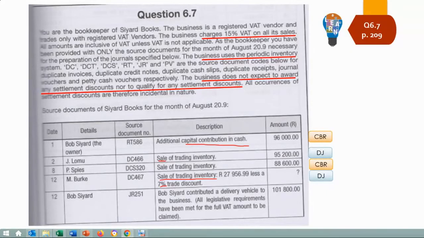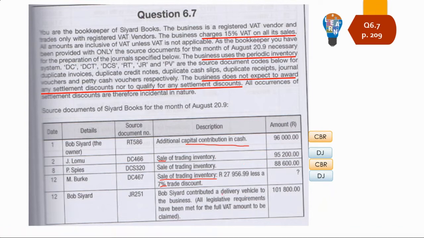Welcome back, everyone. So we are going to continue with question 6.7, which we started in the previous session, and we're going to finish up in this session. So let's move on to the transaction on the 12th, Bob Seat. Bob Seat contributed a delivery vehicle to the business. So it's a delivery vehicle.